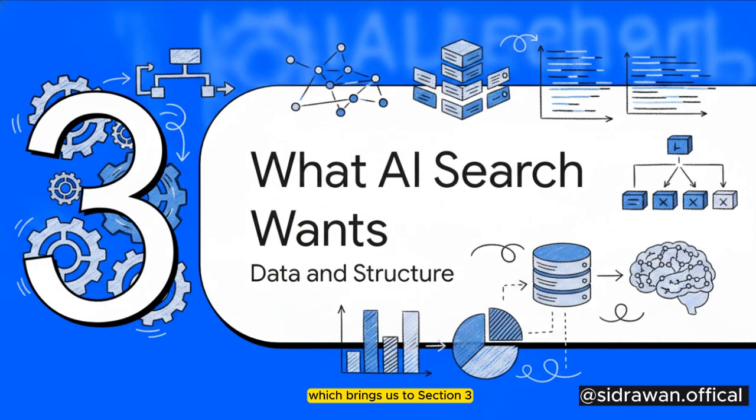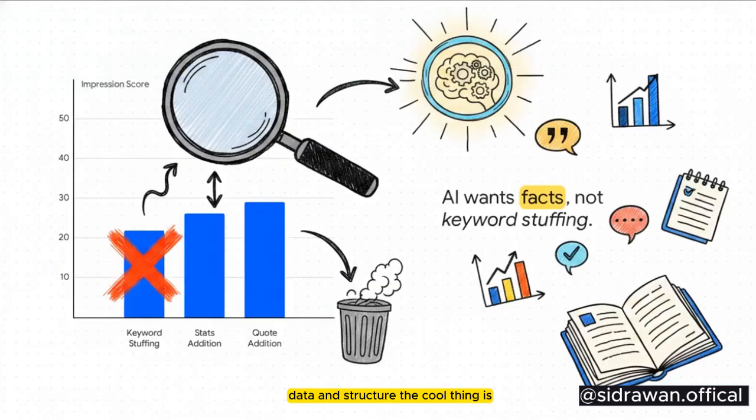Which brings us to Section 3. What AI search actually wants: data and structure. The cool thing is, we don't have to just guess what AI wants. We have empirical data for this. Research analyzing how to optimize for generative engines tested several different strategies, and the data highlights a pretty massive finding. Old-school tricks like keyword stuffing actually perform negatively now. They literally hurt your visibility in AI responses. But on the flip side, strategies like quotation addition, adding relevant quotes, and statistics addition, adding hard quantitative data, perform incredibly well. It turns out AI models are extremely hungry for facts and verifiable claims.